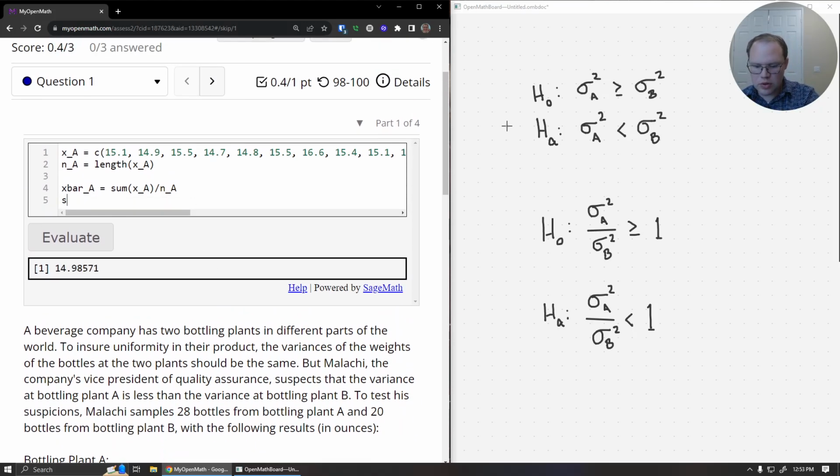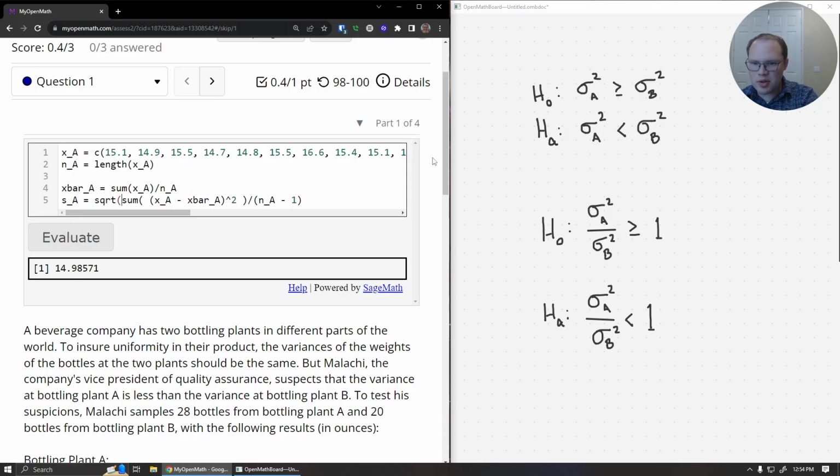Now let's use that to find the sample standard deviation from bottling plant A. So s sub A, I need to use that sub A so I don't confuse it with my mean and standard deviation from my other sample. I want to make sure I keep them separate. I take each data value from the sample, subtract the mean, and square it, so I don't have to worry about the sign. Then I add them all up, but since it's a sample standard deviation, I divide by one less than the sample size, so n sub A minus 1. And then I take the square root of all that.